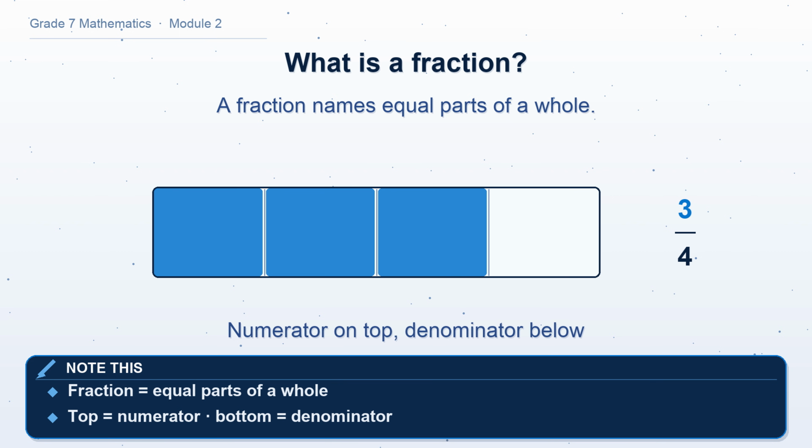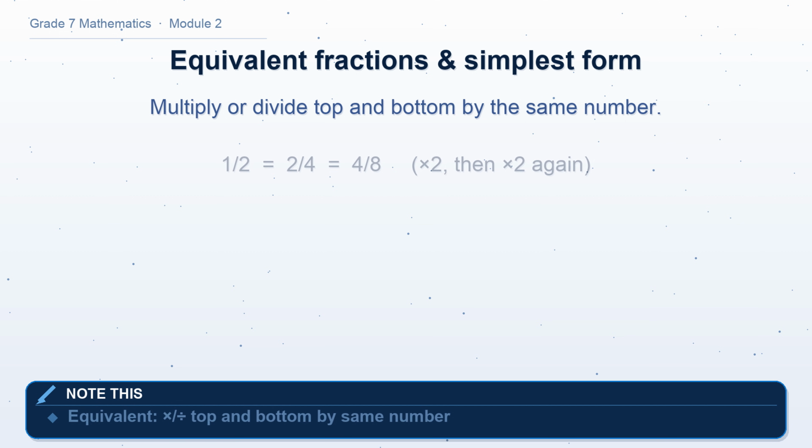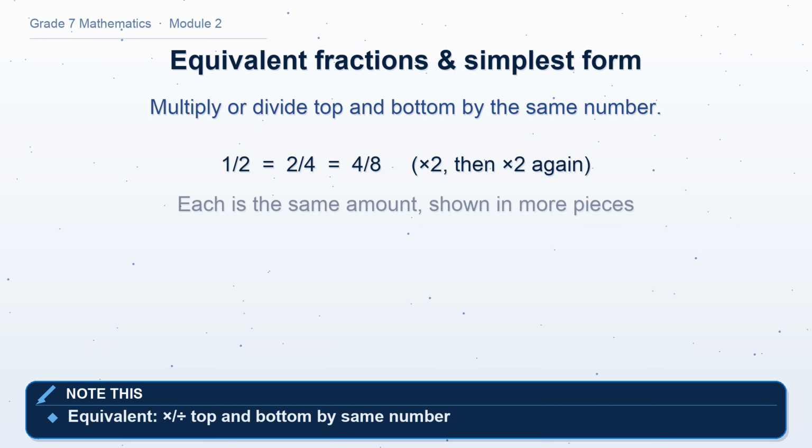Once we understand one fraction, we can find others equal to it. 2 fractions are equivalent when they describe the same amount. If we multiply the top and bottom by the same number, the value stays the same. So 1/2 equals 2/4, which equals 4/8. Each one is the same amount, shown in a different number of equal pieces.